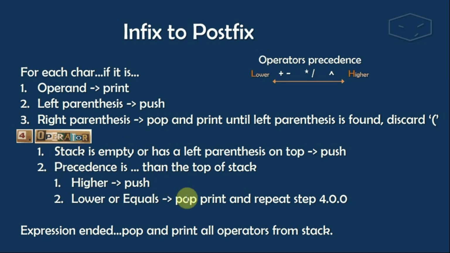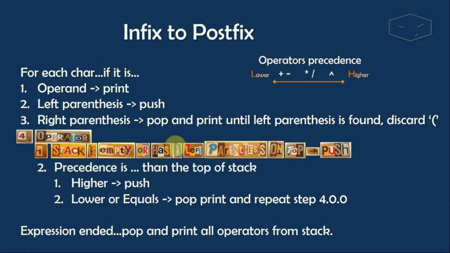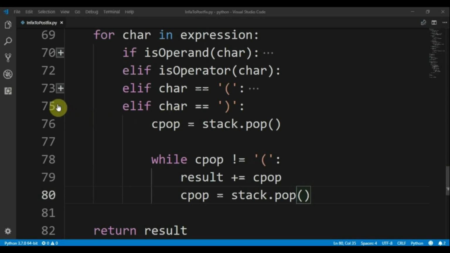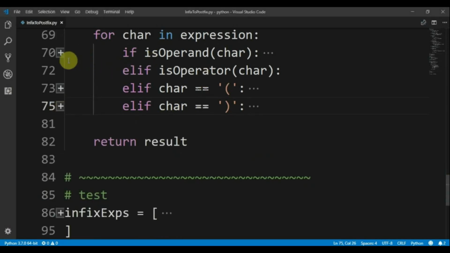And the next is the operator, and this is the most complex because we have a lot of decisions to do. So the first thing to notice here is we have a loop, and also we have to decide if the stack is empty or has a left parenthesis, and then we do something, or if the precedence is higher or lower than something. Okay, so let's do just that. The stack is empty or has a left parenthesis on top, and then we push. Here again, let's minimize this one, we don't need to see these, and let's focus on is operator.